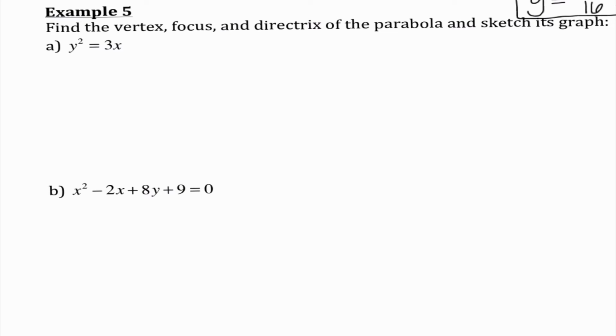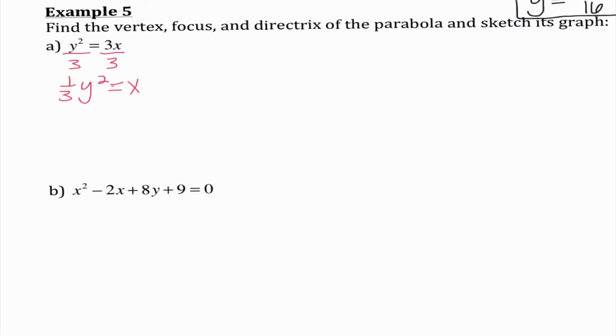Now, we only need to find three things here. We just need to find the vertex, focus, and directrix. But we really need to find all that other stuff too because we need to sketch it. We're just not necessarily going to write it out. So looking at this, the very first thing that I want to do is have our non-squared variable have a coefficient of 1. So I'm going to divide both sides by 3. So I get 1/3 y squared equals x.